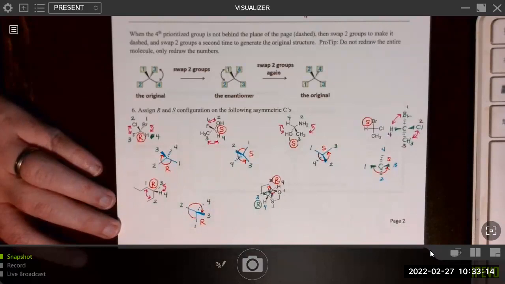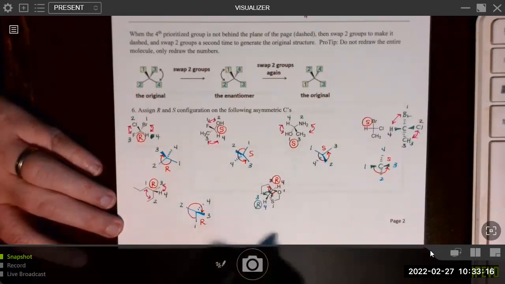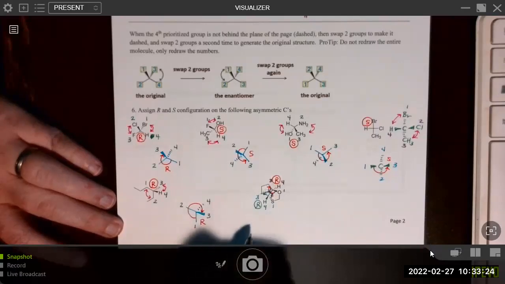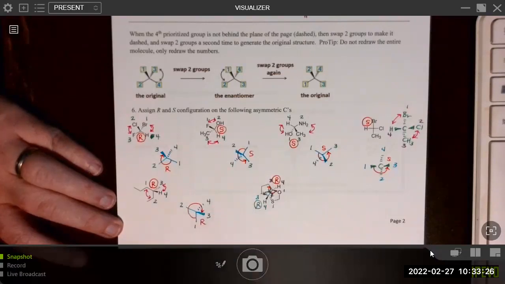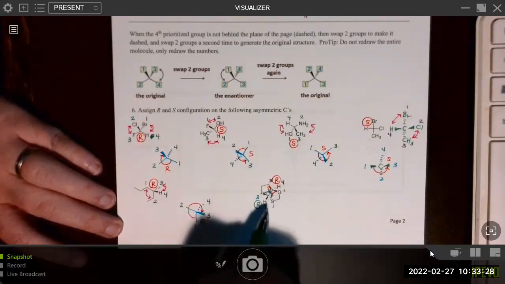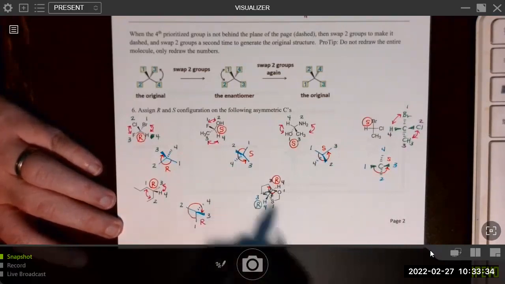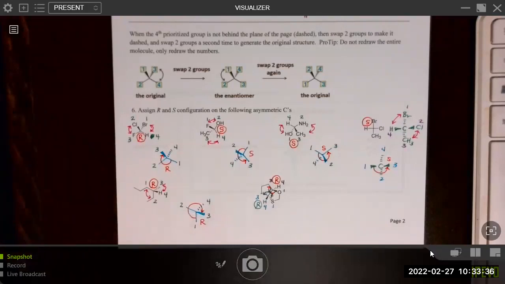I just used a trick where instead of redrawing it, I noticed that my fourth priority is coming out at me. So when it looks like a counterclockwise rotation, I can actually change it to a clockwise rotation. And that only works if the fourth priority is coming out instead of pointed back. You could also do the redrawing and come up with the same answer.